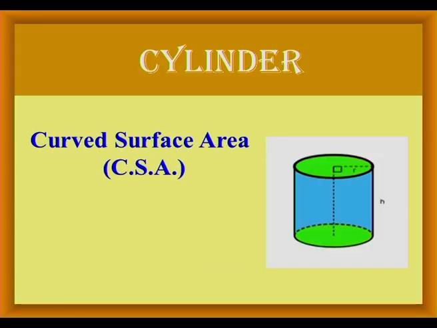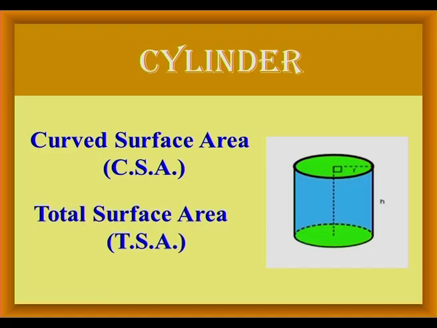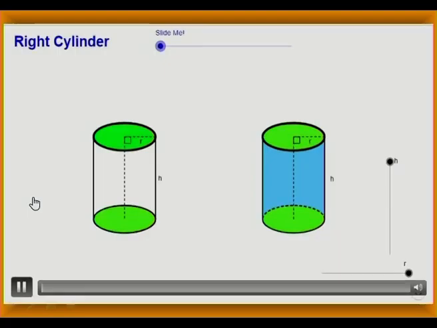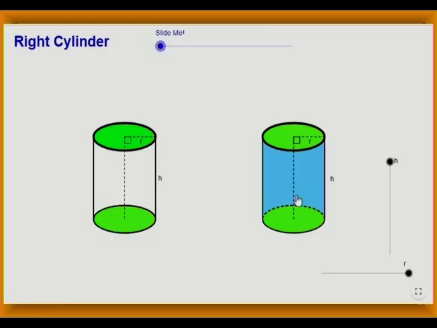A cylinder has a curved surface and 2 circular bases, which we have already learnt. How are we going to find the curved surface area and total surface area of a cylinder? Look at the screen. On the right side you can see a cylinder which has 2 circular bases which are green in color, and in between you have one blue colored part, that is the curved surface. So it contains 2 circular bases and 1 curved surface.